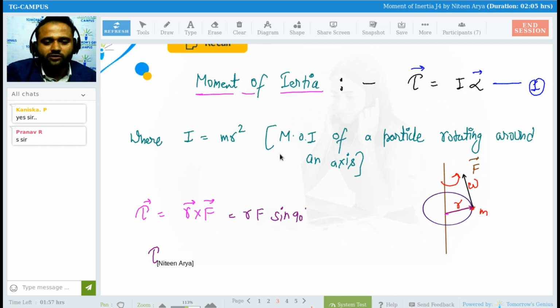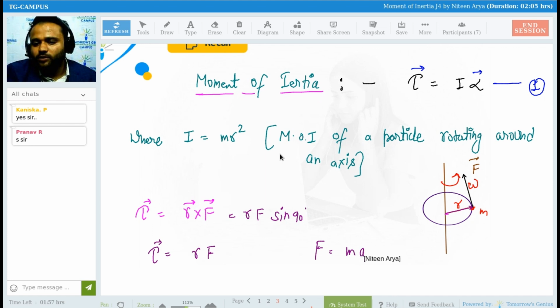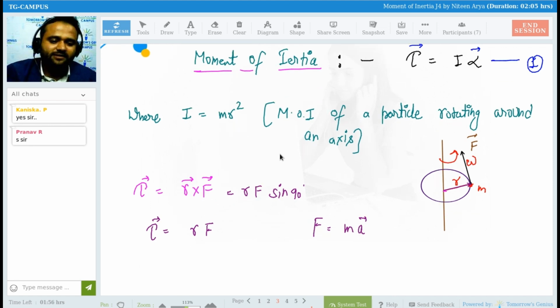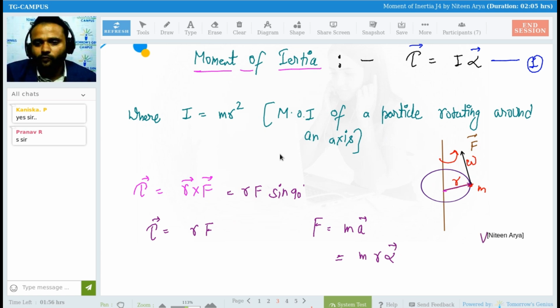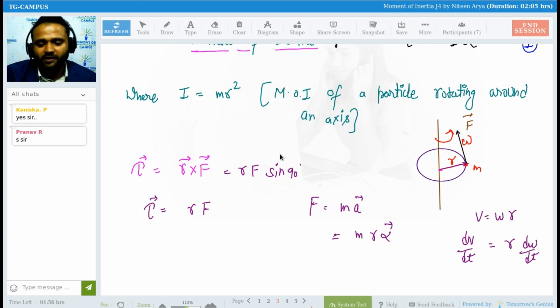Clear, everyone? Then torque tau is going to be r F directly, where F is mass into acceleration. And we know from the previous classes that a is r alpha, where alpha is the angular acceleration. As we know, v equals omega r, so dv by dt is r d omega by dt, because r, the radius, is constant here. So linear acceleration is r alpha.